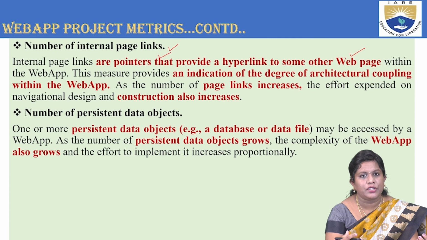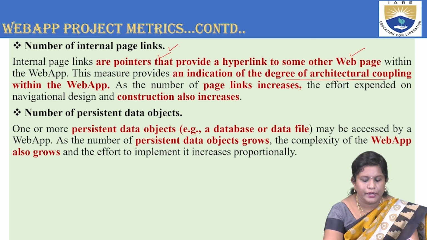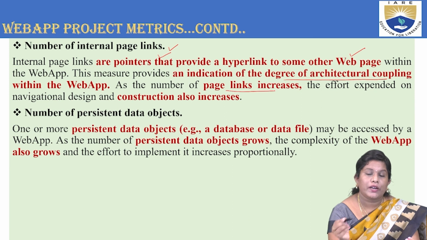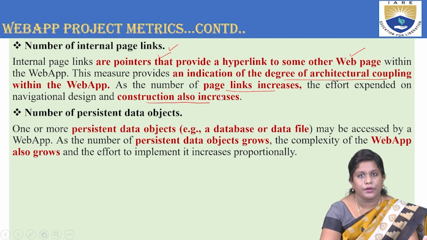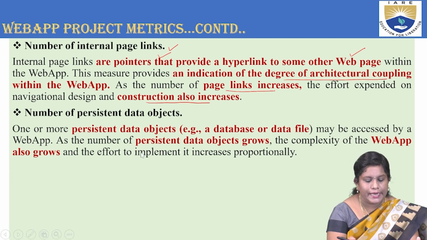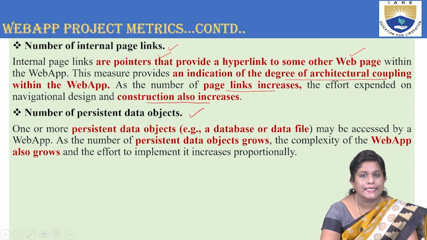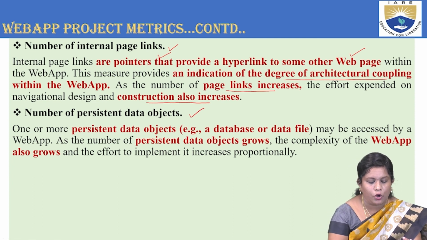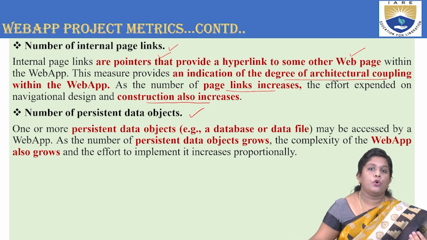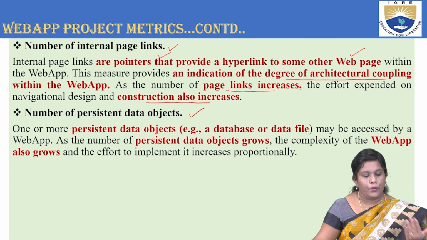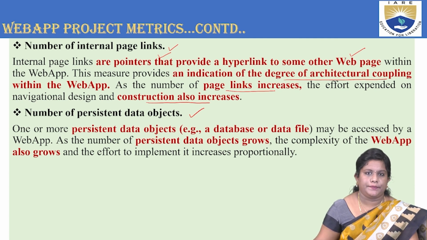Internally, there is an architecture diagram representing the degree of architectural coupling within a web app, right? As the web pages increase, your construction cost or construction work also increases, right? It goes on. So for static, there is a lot of work to do. Next is the number of persistent data objects. The number of persistent data objects is nothing but the file management system, the database management system, where you are trying to include more data objects into it. The more data objects are added, the more the web application keeps on growing.